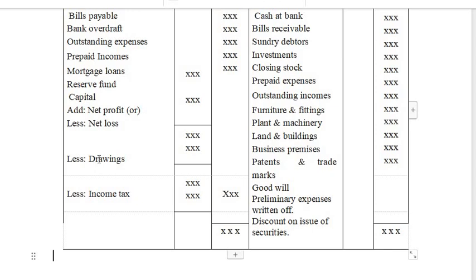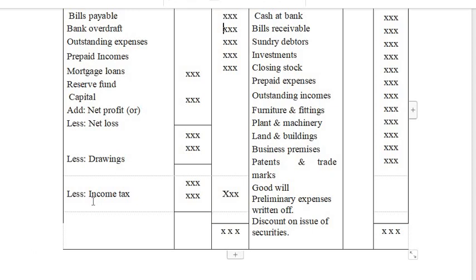Then, if you have withdrawn an amount for any personal purpose, that is the drawing, you have to subtract it. And if you have paid any income tax, that also you have to subtract from your capital. So this is the first step you have to follow in a balance sheet. Here, adding net profit or net loss to capital is mandatory. The drawing and income tax are not mandatory; it depends on the information available in your question.